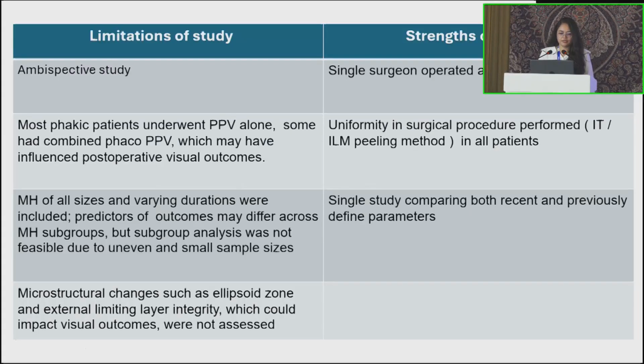The limitations of my study were that it is an ambispective study. Most of the phakic patients underwent PPV alone, and some had combined phaco-PPV, which could have influenced the post-operative visual outcome. Also, macular holes of all sizes and varying duration were included, and predictors of outcome may differ across macular hole subgroups. But subgroup analysis was not feasible due to uneven and small sample size. The microstructural changes like ellipsoid zone and external limiting membrane integrity, which could impact the visual outcome, were not assessed.